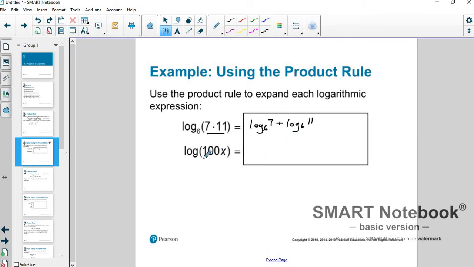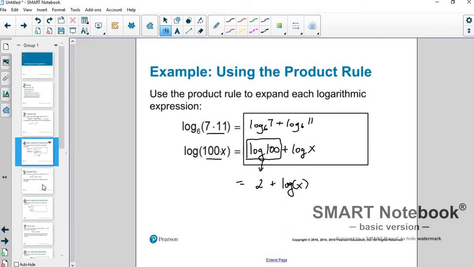But let's take a look at the second one. This is 100 times x as a product, right? And so we get log base 10 of 100 plus log base 10 of x. Now, how is this better? This is better because log base 10 of 100 is something that we know. What is the log base 10 of 100? Well, what power of 10 gives you 100, the second power? And so this can be further simplified into 2 plus log x. So now you could see, oh, okay, well, maybe I can see why we might want to expand it out a little bit so we can simplify parts of it.